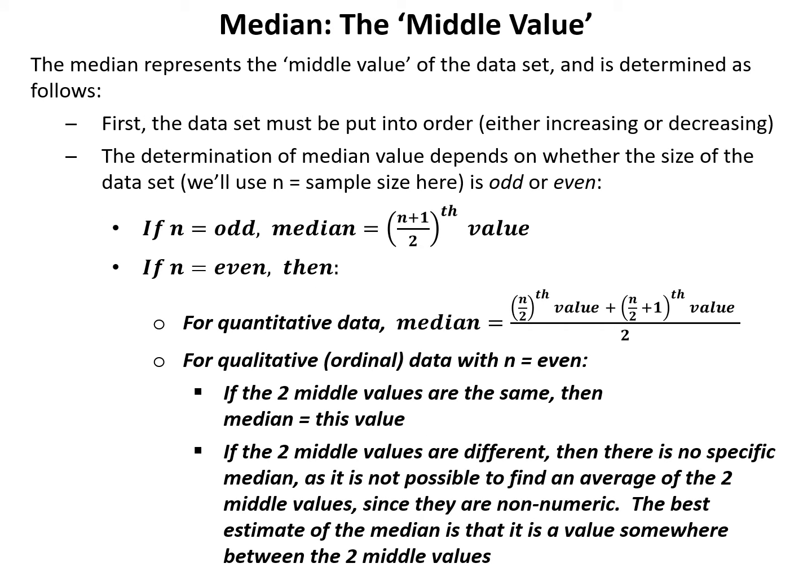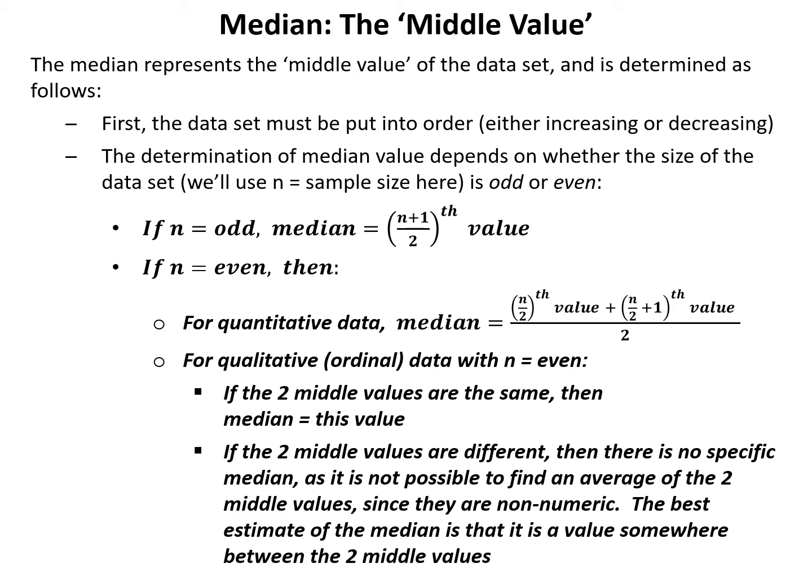Next, we look at the median, which is the middle value. The median represents the middle value of the data set and is determined as follows. First, the data set must be put into order, either increasing or decreasing. Then we look at the size of the data set.